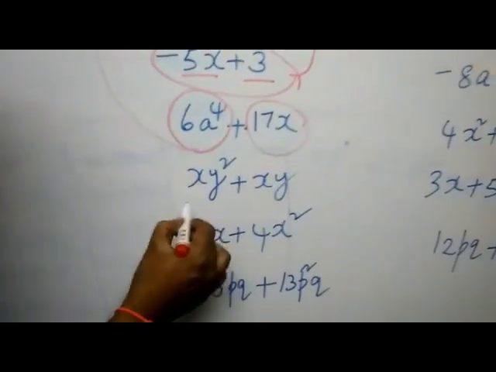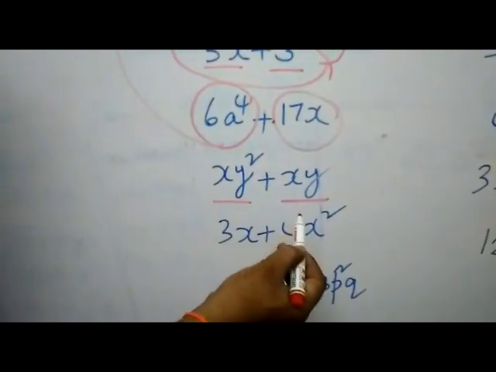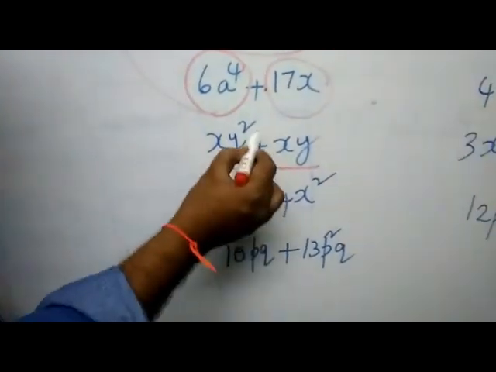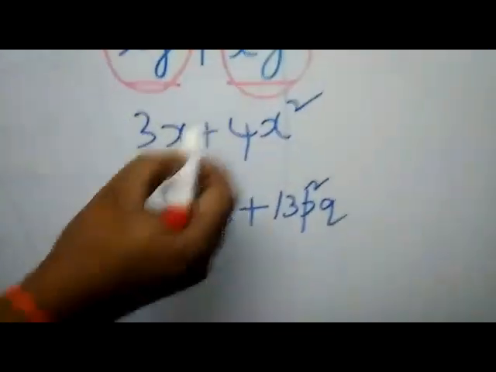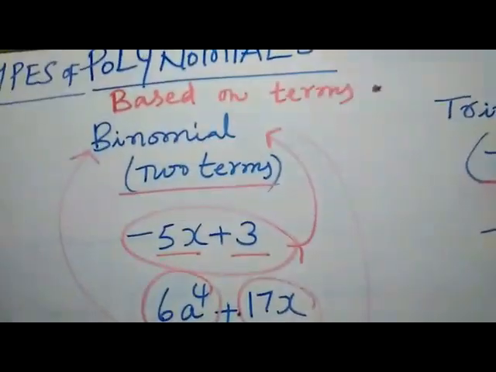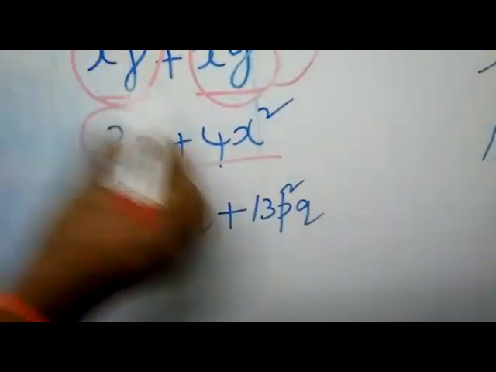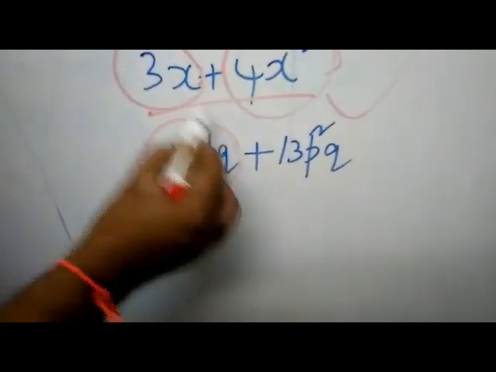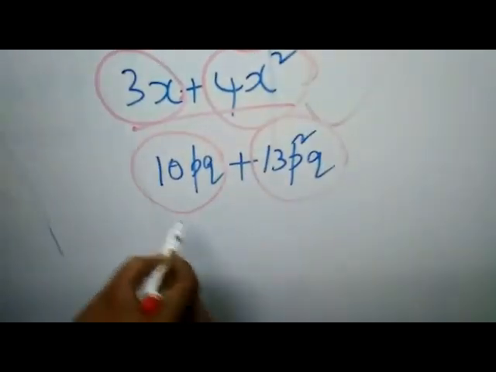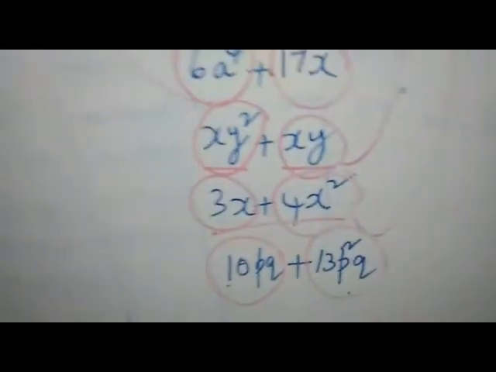Coming to the third example, xy square is one term, xy is one term. Xy square and xy are different terms. Xy square belongs to one family, xy belongs to another family. This is also a binomial. Coming to the next example, 3x plus 4x square. 3x is one term and 4x square is one term. Total 2 terms. That's why it is a binomial. Coming to 10pq plus 13p square q, 2 terms. That's why binomial.